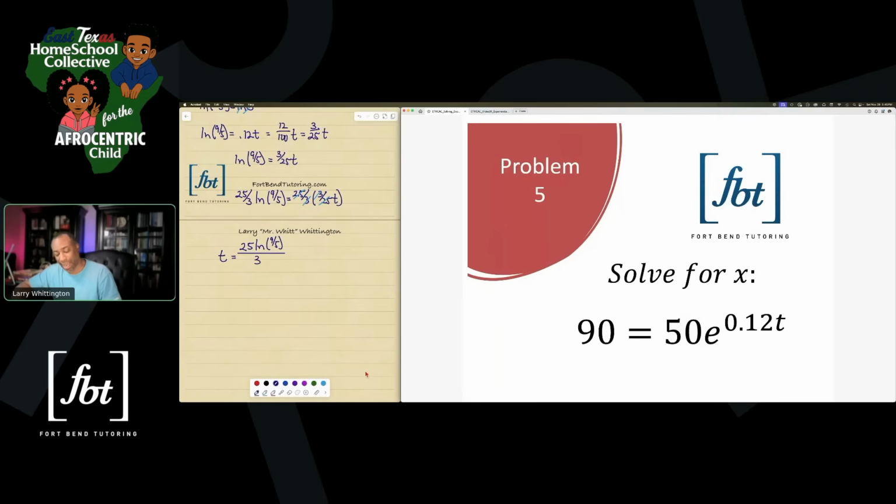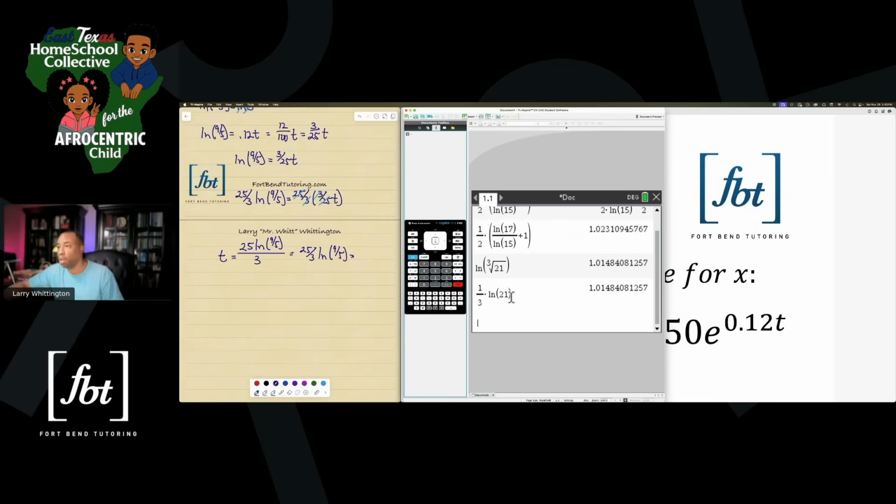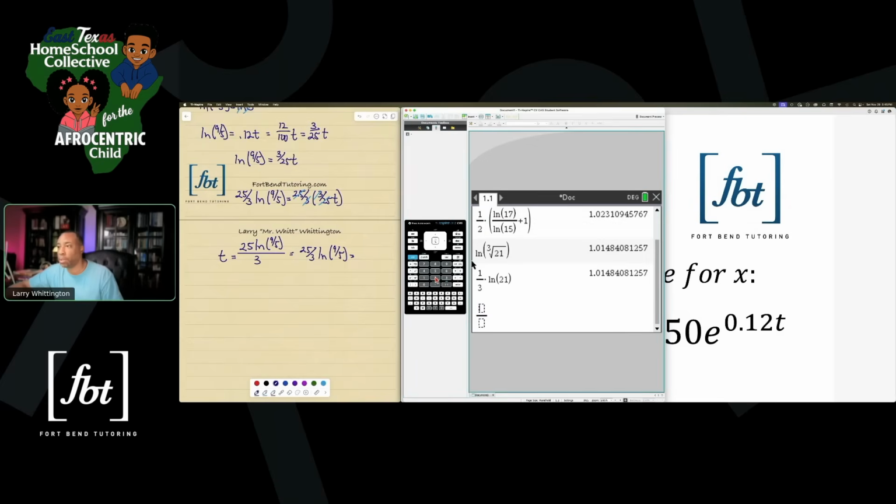So you can write it like that, or you could say 25/3 times the natural log of 9/5. You could write it like that too, or we can get that decimal answer using the calculator. So let's look at that. We'll have 25/3, get that going, and there's going to be times the natural log of 9/5. I need to get a fraction now, okay? So we got 9/5.